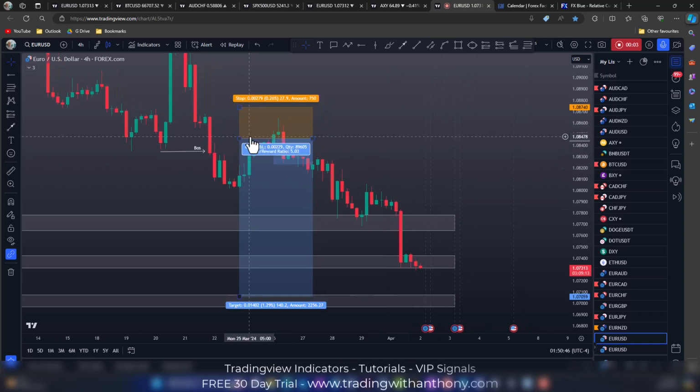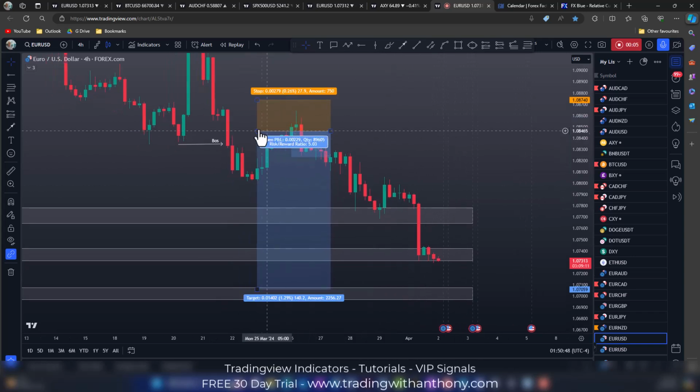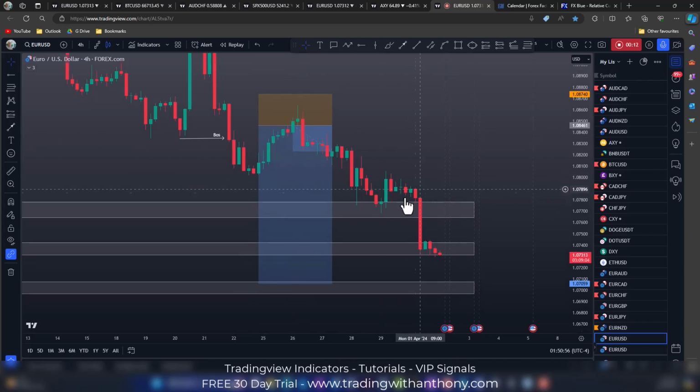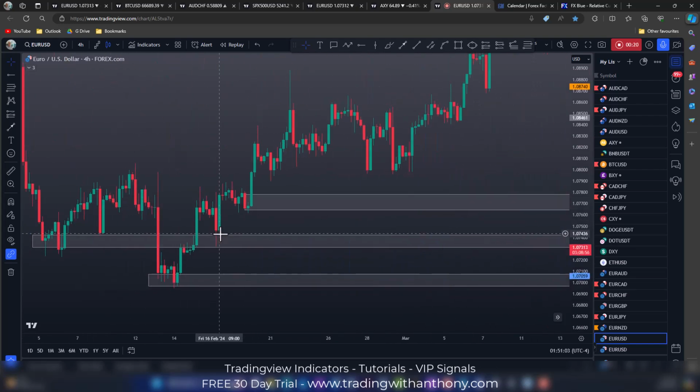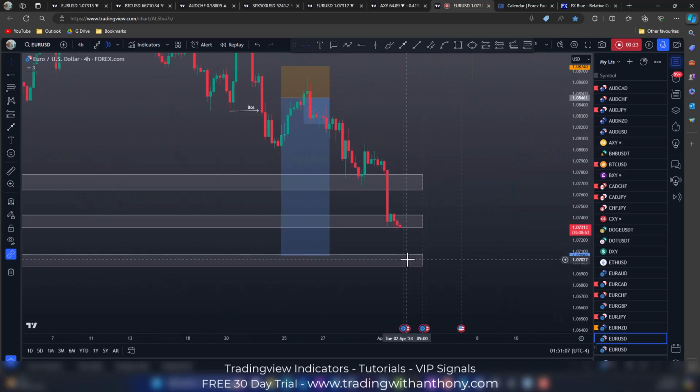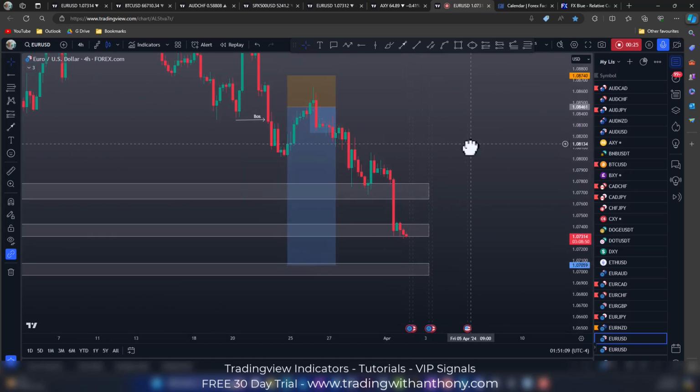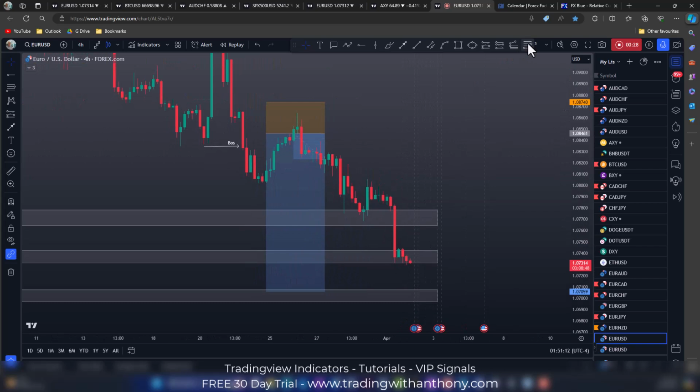Traders, I posted recently this euro dollar idea. It was a limit sell. Target was reached and it's been a nice outcome. This was the first target down in here. The second target was here, and my third target, just going off these levels back in here, remains down in this level here. So what I'm looking at today is something fairly similar.